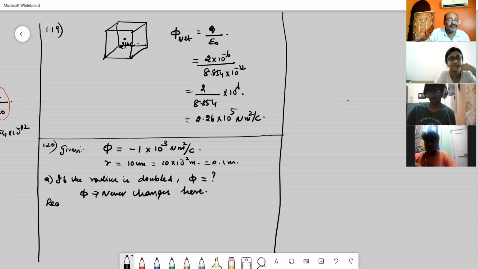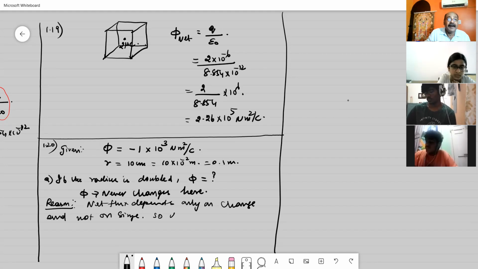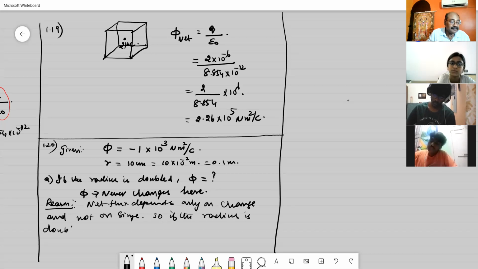So you write the reason. The net flux depends only on charge, according to Gauss law, and not on size. So if the radius is doubled, there is no change in flux.